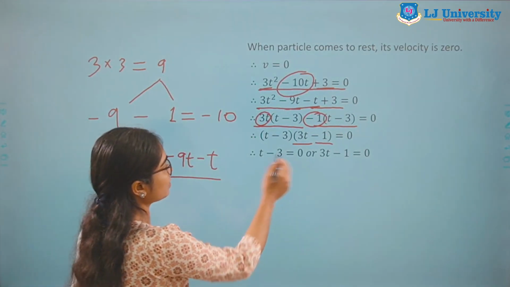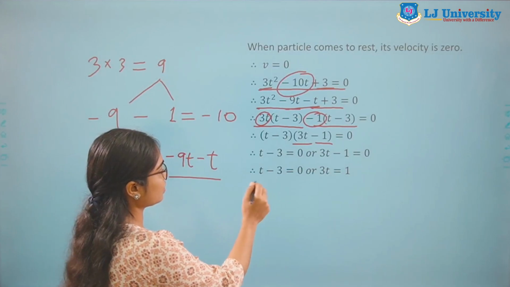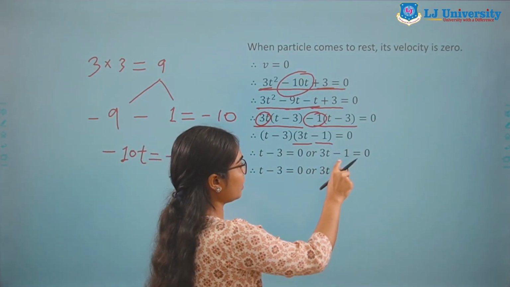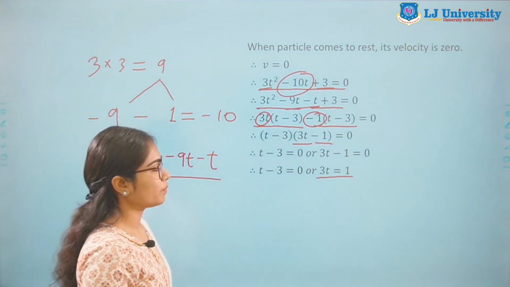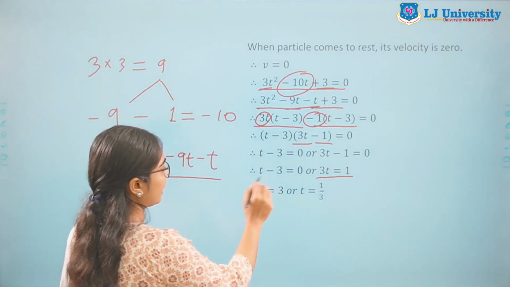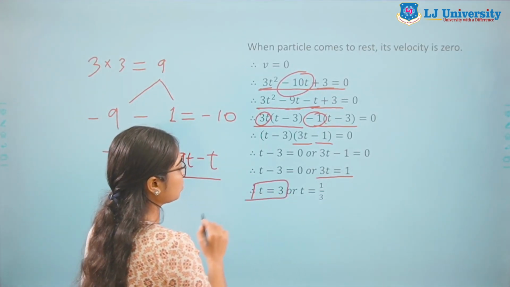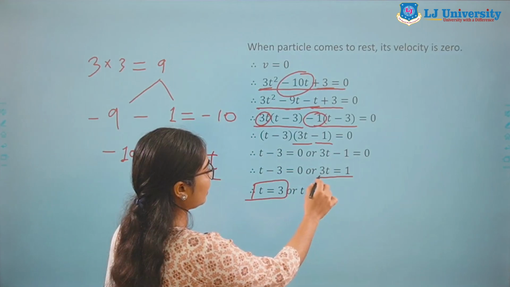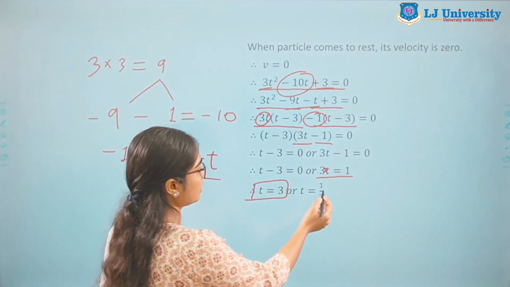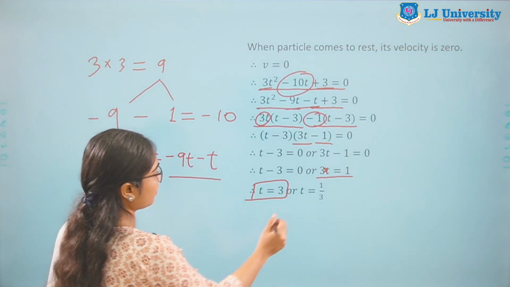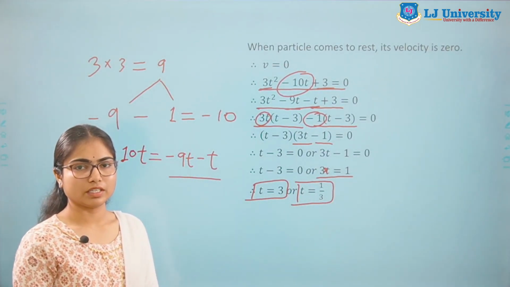Next, either t − 3 = 0 or 3t − 1 = 0. Here we have t − 3 = 0, or this 1 goes to the right hand side, so it becomes positive. So here we have 3t = 1. Next, this −3 goes to the right hand side, so it also becomes positive. So here we have t = 3, and this 3 goes to the right hand side, it was in multiplication. When it goes to the right hand side, it is 1/3. So here we get two values of t: t = 3 and t = 1/3.